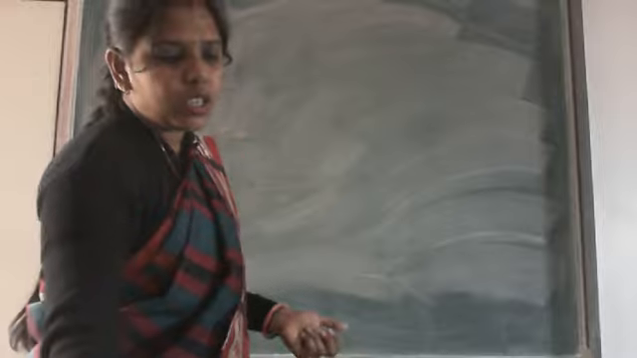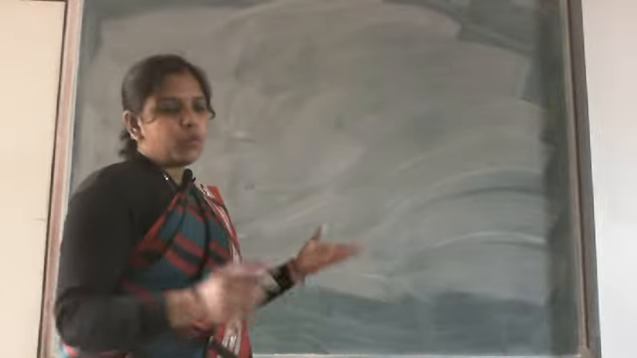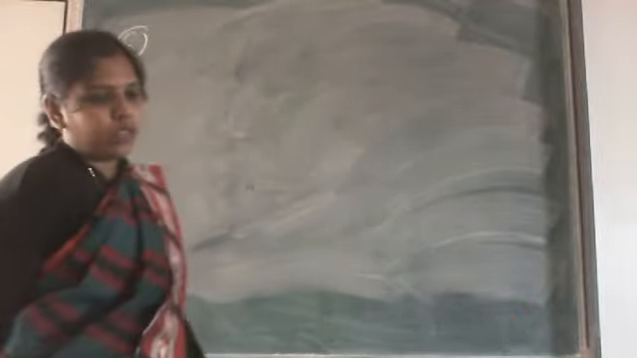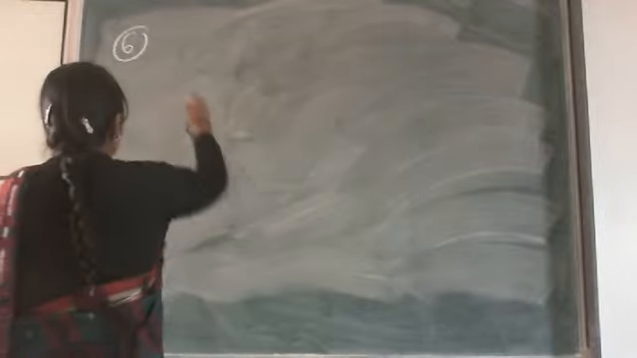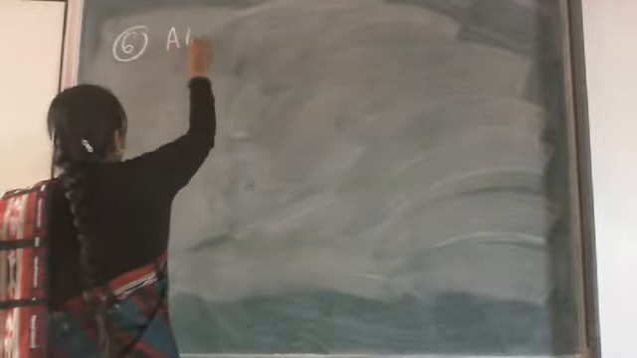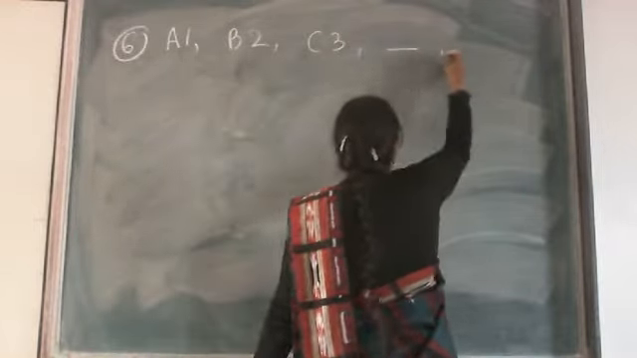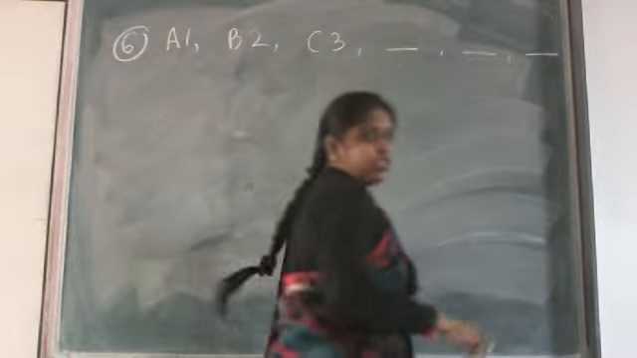Now the next question is the same questions we are continuing. So we have written till 5. Now start writing from 6. A1, B2, C3, dash, dash and dash.